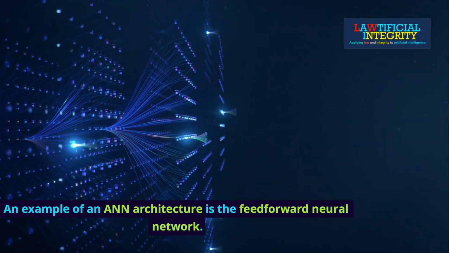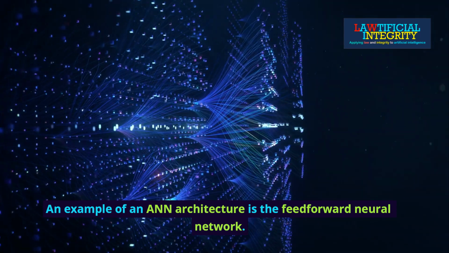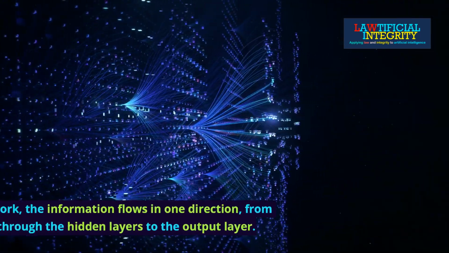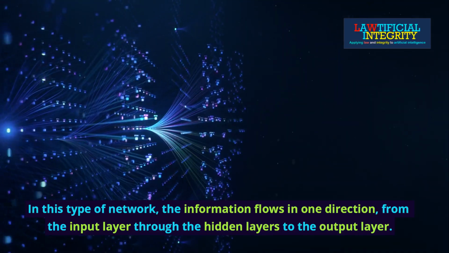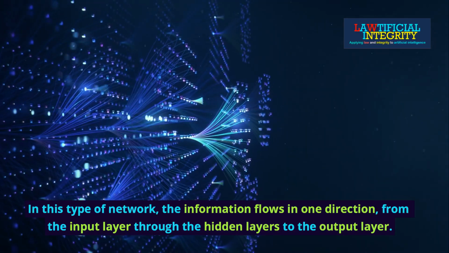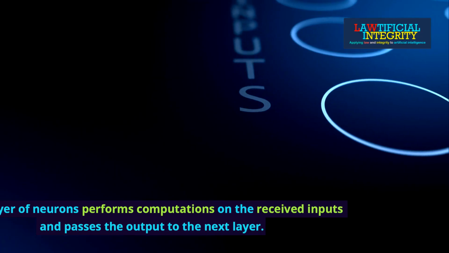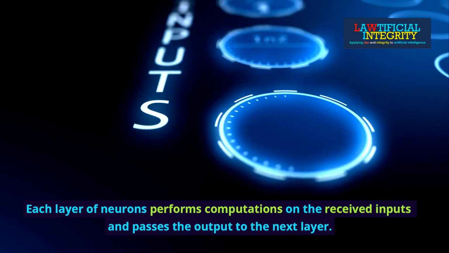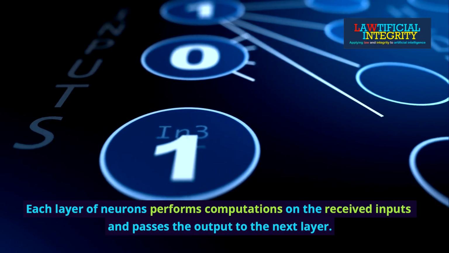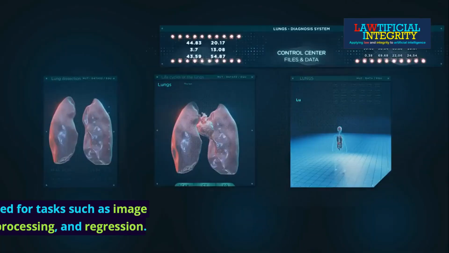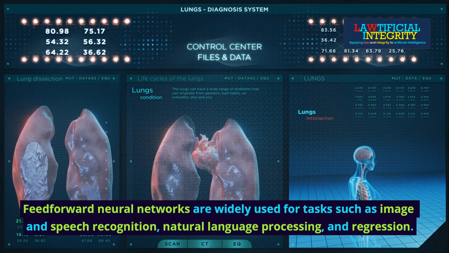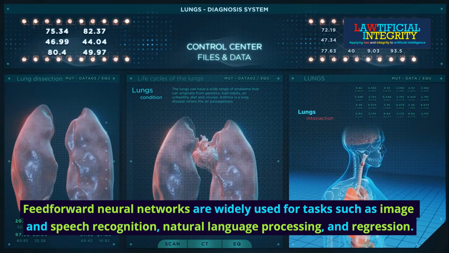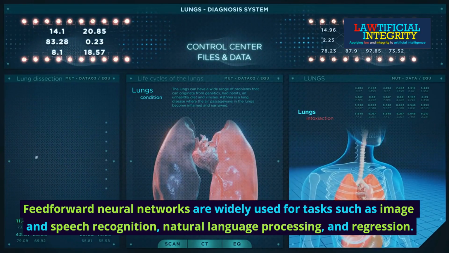An example of an ANN architecture is the feed-forward neural network. In this type of network, the information flows in one direction, from the input layer through the hidden layers to the output layer. Each layer of neurons performs computations on the received inputs and passes the output to the next layer. Feed-forward neural networks are widely used for tasks such as image and speech recognition, natural language processing, and regression.